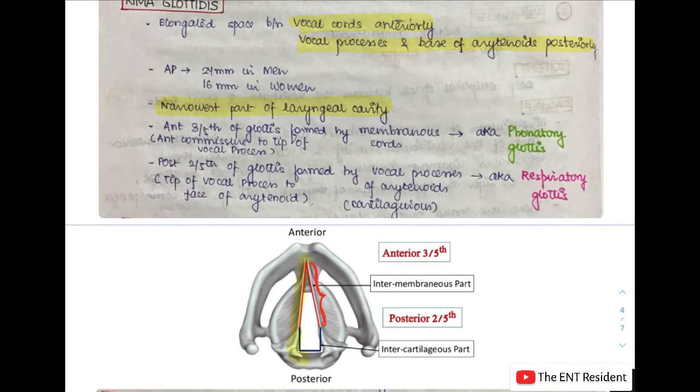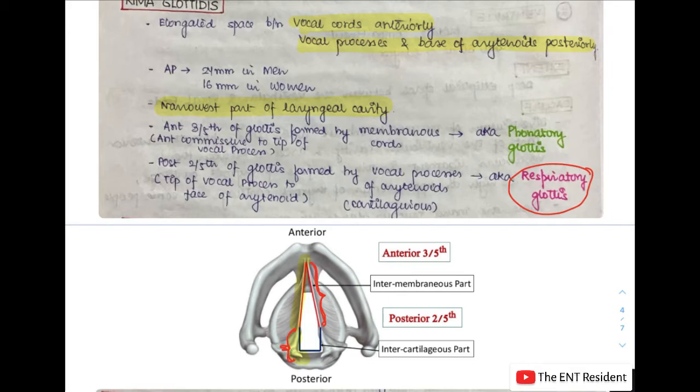And the posterior 2/5 of the glottis, as you can see over here, is being formed by the vocal process of the arytenoids. Therefore, this is basically the cartilaginous part, also known as the intercartilaginous part, and this part is responsible for the respiratory part of the glottis.